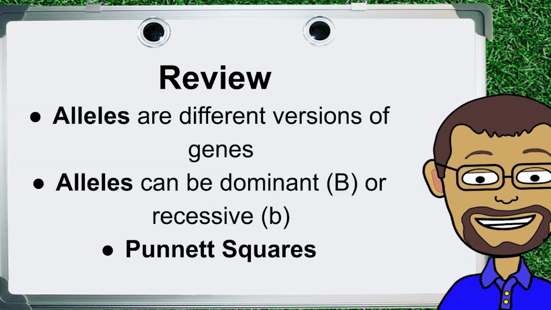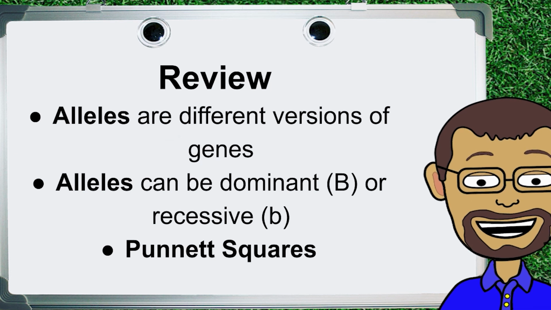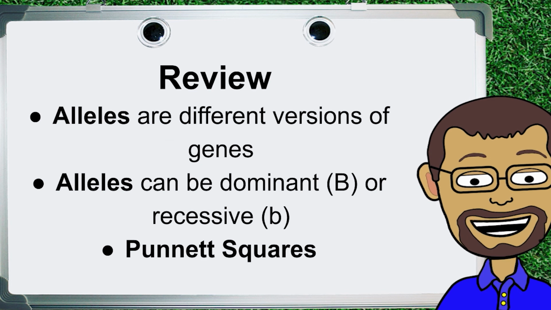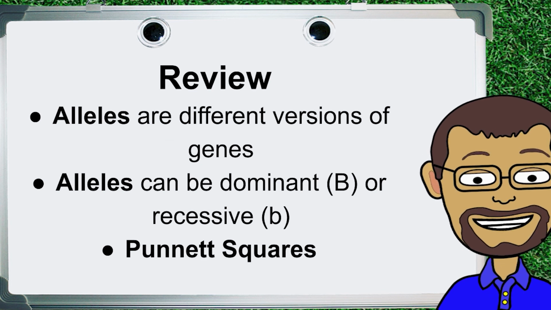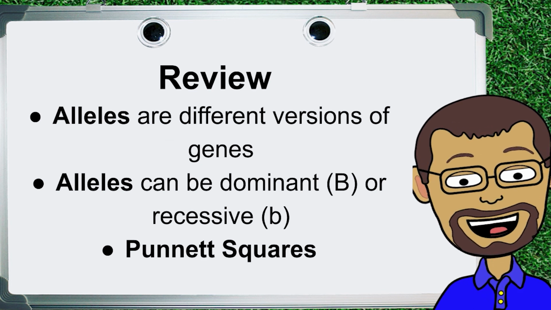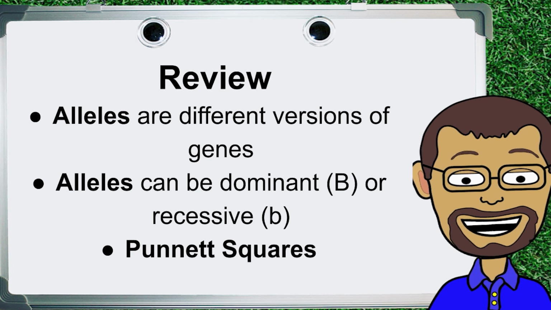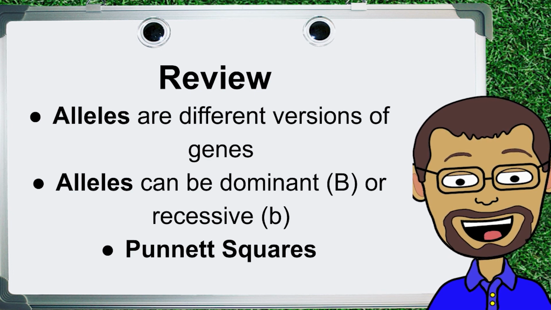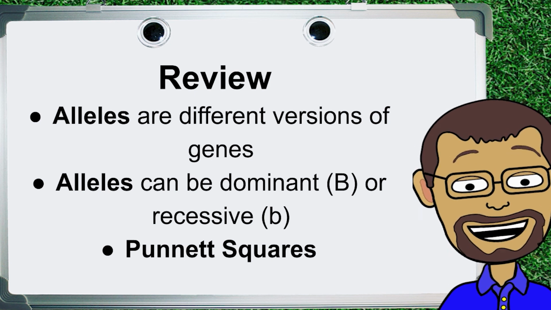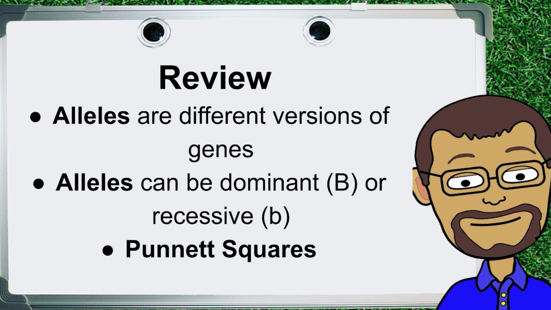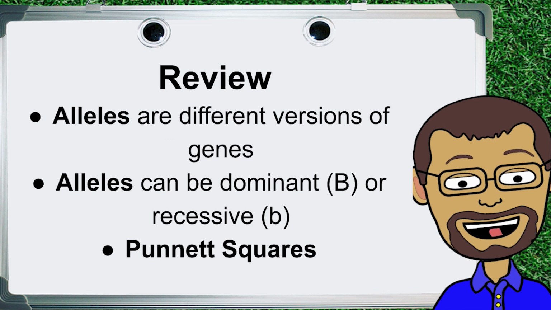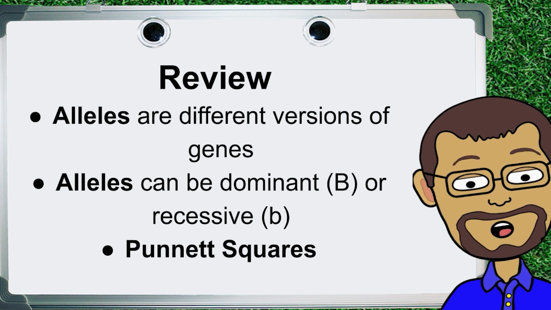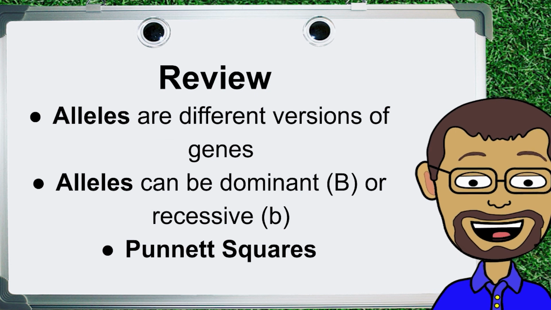All right, let's do a quick recap. Every gene in your DNA has two different versions of it that come from each of your parents. These are called alleles. Alleles can be dominant, represented by a capital letter, or recessive, represented by a lowercase letter. Whenever a dominant allele is present, it will be expressed over the recessive allele. This is called complete dominance. We can also figure out the probability of the offspring having different traits if we know the genotypes of the parents using something called a Punnett square.